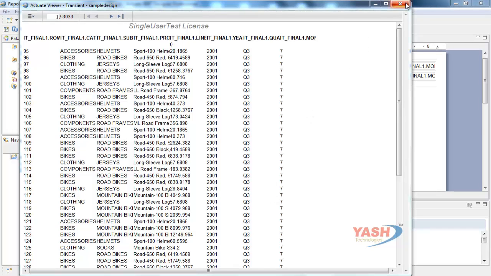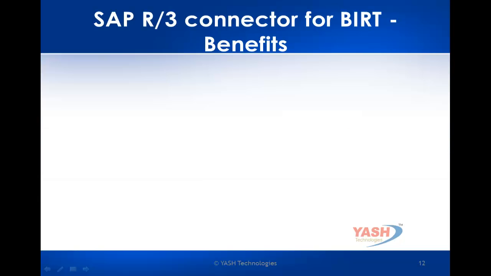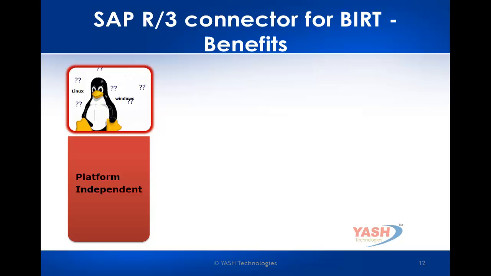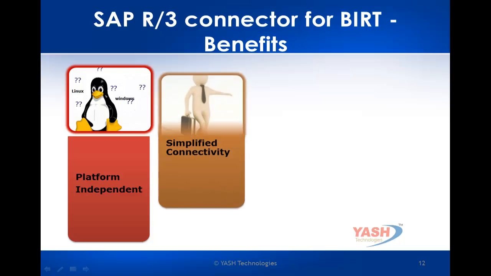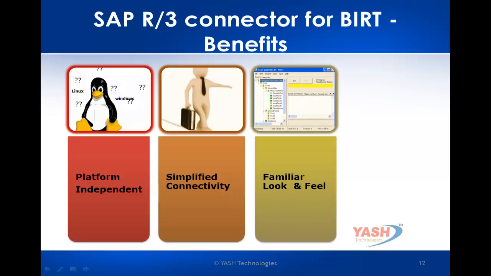Close the web viewer. Let's talk about a few benefits of the connector. SAP R3 Connector for BIRT is platform independent. It works on operating systems like Windows, Linux, and Solaris. The connector provides simplified connectivity to access the BAPIs available in the SAP R3 system. The GUI is similar to BIRT GUI, so that any user familiar with BIRT development environment can easily work with SAP R3 Connector for Actuate or Eclipse BIRT.